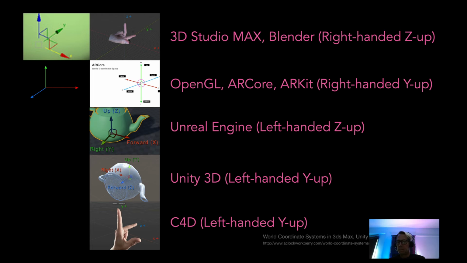And many applications are different, right? 3D Studio Max and Blender are right-handed Z up. OpenGL, ARCore, and ARKit, those are augmented reality platforms supported by Google and Apple respectively, are right-handed Y up. Unreal Engine is left-handed Z up. Unity 3D is left-handed Y up. And it's because all these applications just had their reasons, right? But here we are. Everybody does a kind of different thing. And this is why the hand rule is good, because you're often presented with something different.